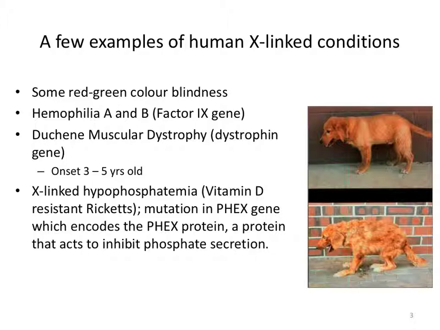Other X-linked conditions include X-linked hypophosphatemia, which is also known as vitamin D resistant rickets disease. It's due to a mutation in what's called the PHEX gene. It encodes the PHEX protein, which affects phosphate secretion, and we need to make and metabolize phosphate appropriately in order to have bones that form in a healthy and sturdy way. If you've got X-linked hypophosphatemia, then you have very weak bones and they bow in a condition that is known as rickets.